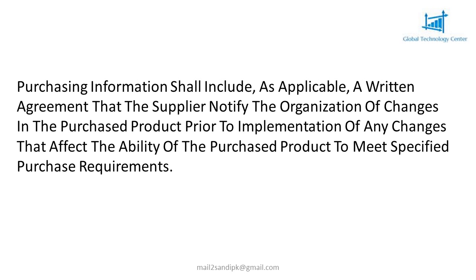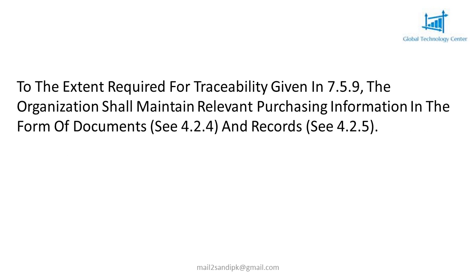Purchasing information shall include, as applicable, a written agreement that the supplier notify the organization of changes in the purchased product prior to implementation of any changes that affect the ability of the purchased product to meet specified purchase requirements. To the extent required for traceability, the organization shall maintain relevant purchasing information in the form of documents and records.